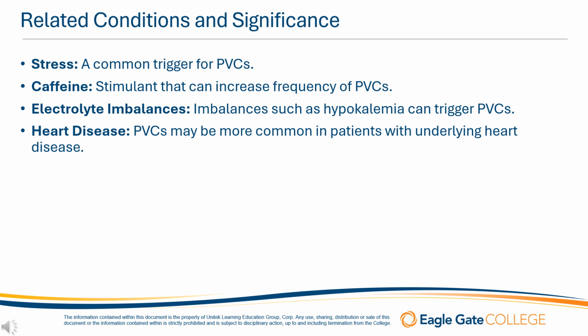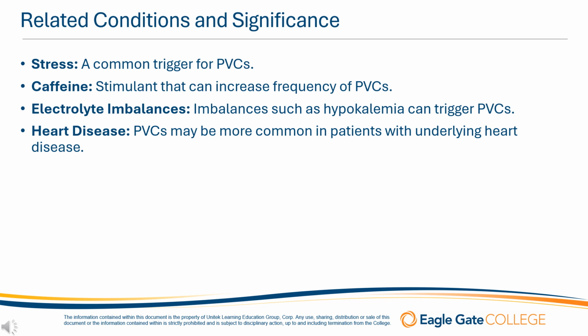Stress is a significant trigger for premature ventricular contractions. The body's response to stress involves the release of adrenaline, which can increase heart rate and make the heart more susceptible to arrhythmias, including PVCs. Both acute stress and chronic stress can contribute to the frequency of PVCs. Managing stress through techniques such as relaxation exercises, meditation, and counseling can help to reduce the occurrence of PVCs.